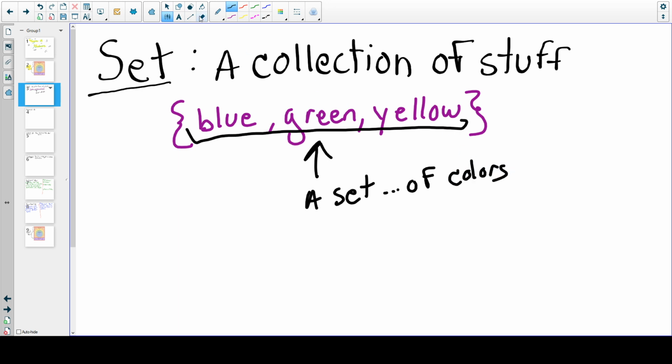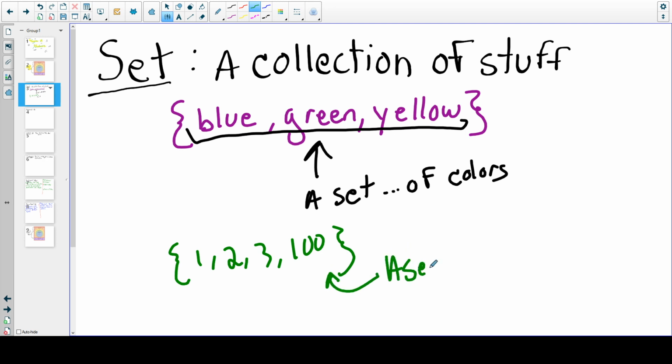But in mathematics, we would probably have a set of numbers. So we can have 1, 2, 3, how about 100? We can just say that this is also a set of numbers. The idea is a set is just a collection of stuff, and that collection of stuff we put inside of brackets, like a little home. Okay? So now knowing what a set is, let's jump into it.